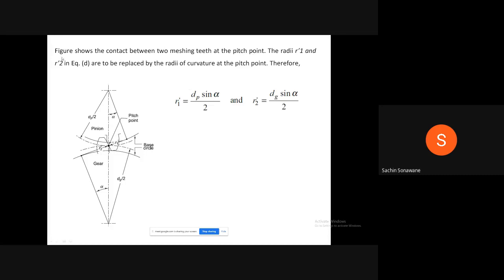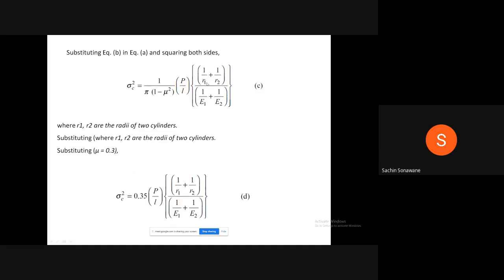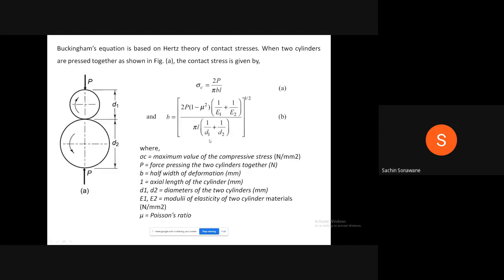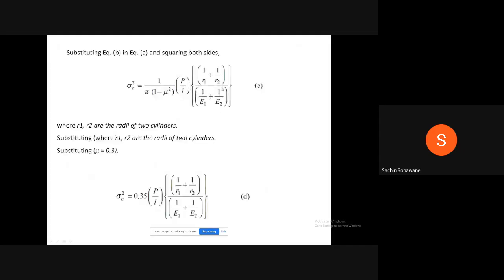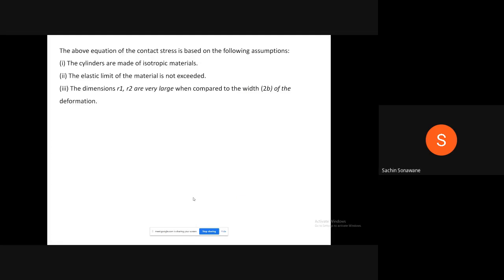The figure shows the contact between two meshing teeth at the pitch point. The radii R1 dash and R2 dash in equation D. Sorry, please replace these radii by R1 dash and R2 dash everywhere. Whatever we have seen in equation C, write down here R1 dash, R2 dash. Also in equation D, write down these radii as R1 dash and R2 dash. Only the dash sign you put. Here also R1 dash and R2 dash.